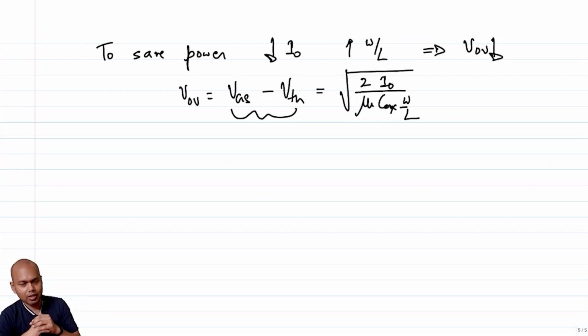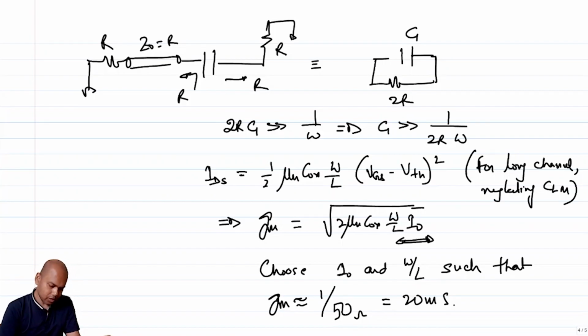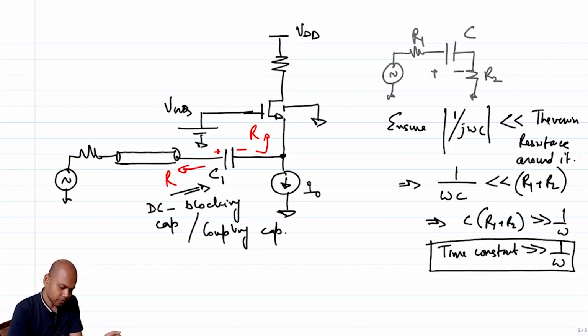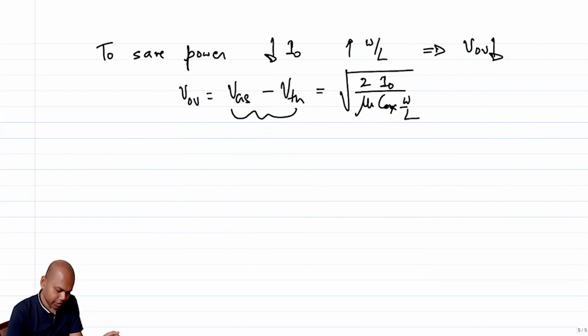At this stage we are not in a position to fix the value of I naught and W by L. But having said that, we at least know that I naught times W by L has to be constant and of some value. So what else do we need to decide on? Let's say I have decided on I naught, I have to decide on W by L. We need to decide on the value of this voltage VGQ, right? How do I decide on the value of the voltage VGQ?